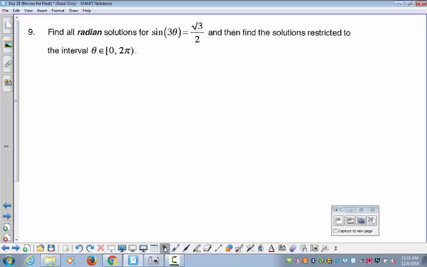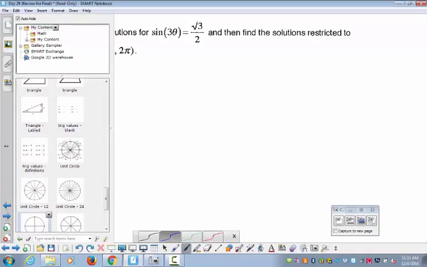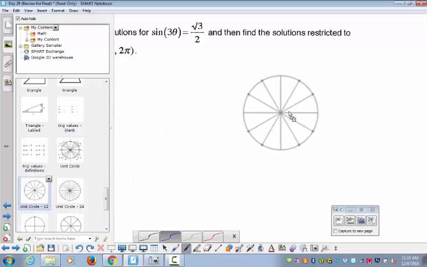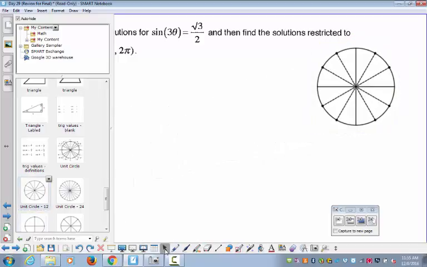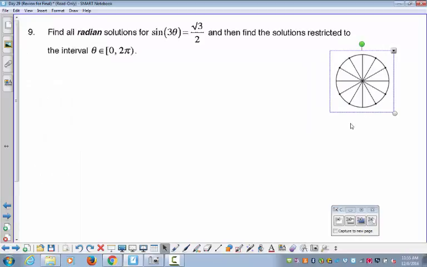Okay, find all radian solutions for this triple angle equation. So that's not just theta, it's a triple angle. So it's a multiple angle equation. That's what the book would refer to that as. And what we always do when we're solving equations, we're going to have to go to a unit circle and try to get a sense of where these solutions live.